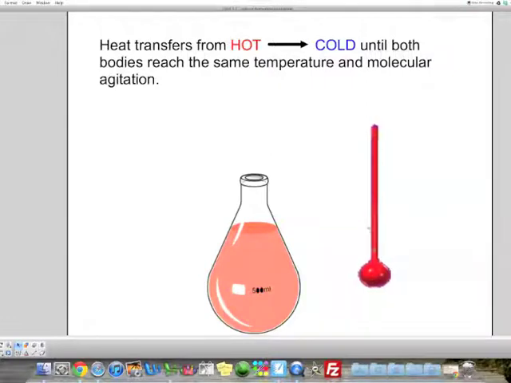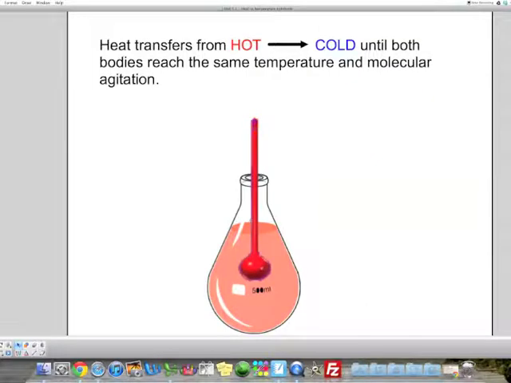So if I take my thermometer and put it into my solution, because they're not at the same temperature, there will be an exchange of heat between the two of them. So let's pretend that my solution is hotter. So the energy will be transferred from hot to cold, from the solution into the thermometer.